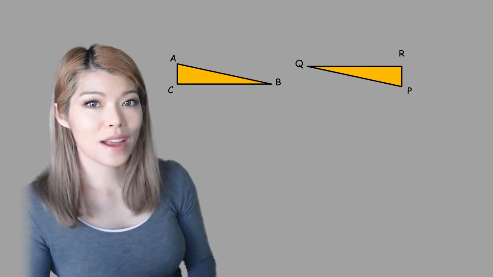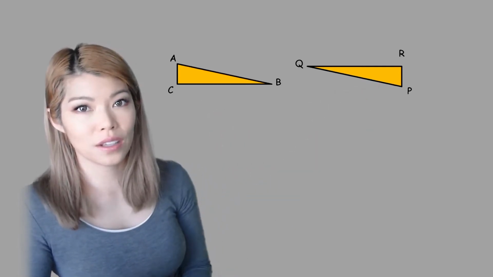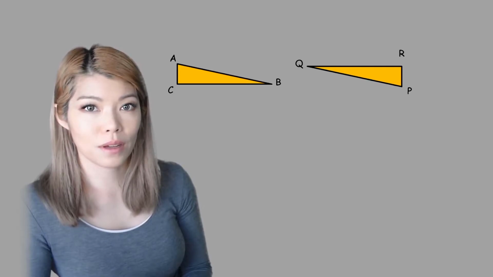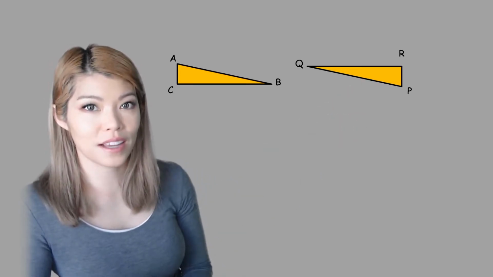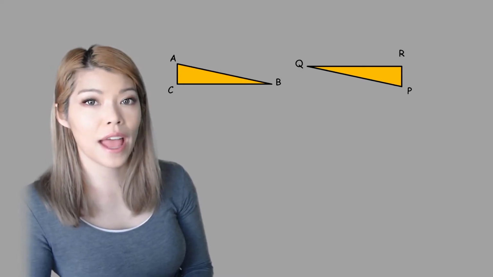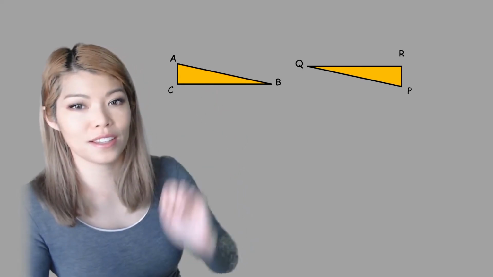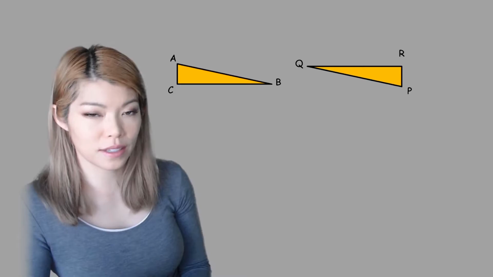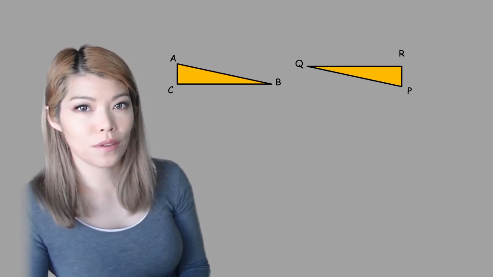You'll see that the triangles are labeled with letters so that we can use the letters to describe them. For example, if I wanted to describe that triangle, I would say triangle QRP. If I said triangle ABC, I would be talking about this triangle. Now these two triangles are exactly the same. So in other words, they're congruent. And we describe them with the following words.